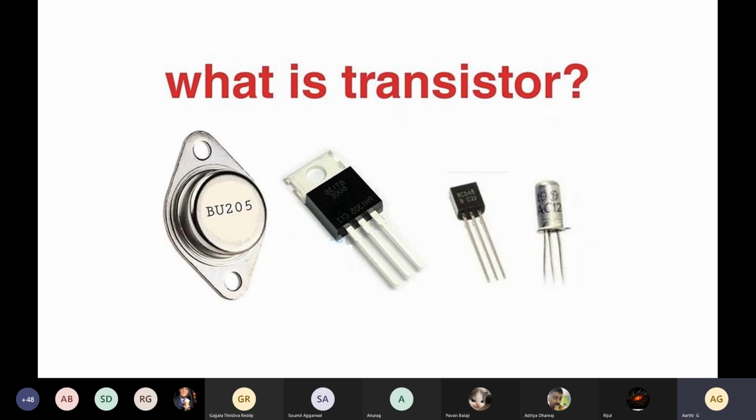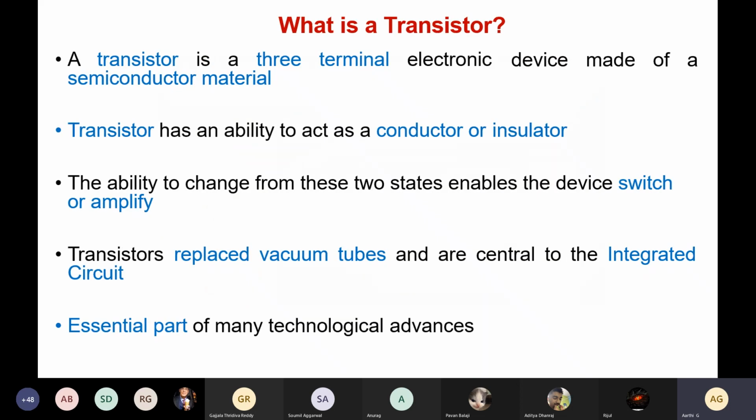And here it's basically a combination of two PN diodes. So two PN diodes are going to be combined to form a single three-terminal device. So the configuration can be either NPN or PNP, based on the fabrication, how we make the P and the N type semiconductor materials.